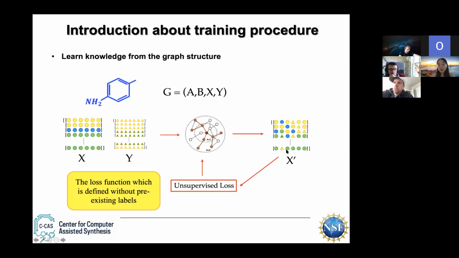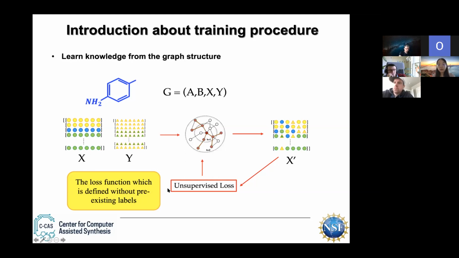After updating, the atom content matrix will be X prime. In this matrix, you can see that the representation of each atom will contain the information of its connected bonds and the information of its neighbor nodes.